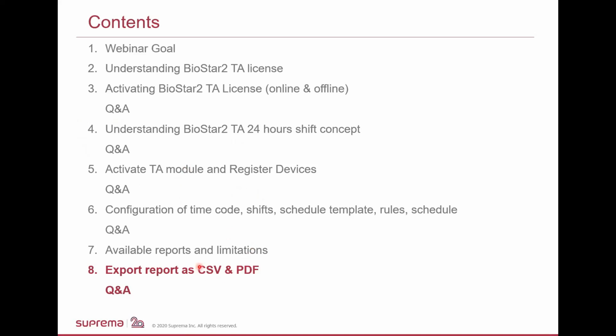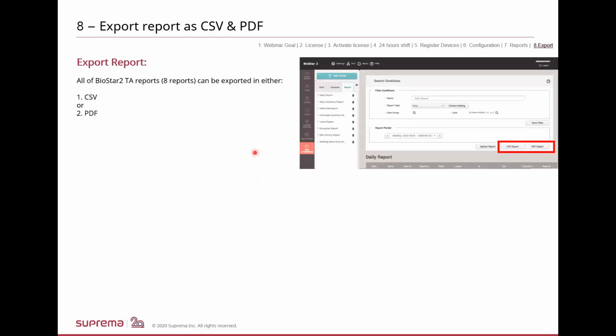Now, going to the final point and agenda in our today's webinar, which is exporting a CSV and PDF. Then we'll have a quick Q&A session for the reports and the export. After that, as I promised, we will have an open Q&A session for all your questions. So, as you have noticed from the reports, there were 2 buttons. One of them is CSV export and the other one is PDF export.